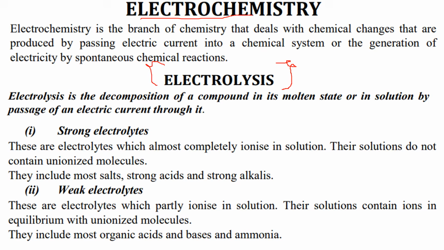So electrochemistry as a branch is going to be the chemistry that deals with chemical changes that are produced by simply passing electric current into a chemical system, and this could be a molten substance or simply a solution, and this is done by the aid of electricity by non-spontaneous chemical reactions. And we're going to cover all that under this topic of electrolysis.